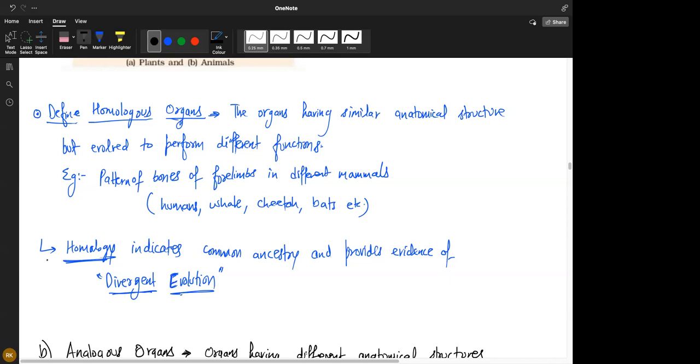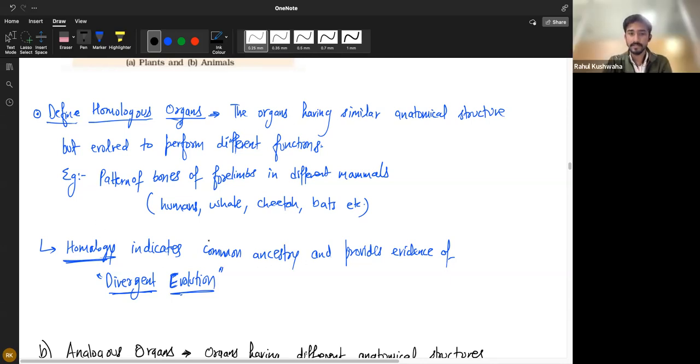So homology indicates common ancestry, and provides evidence for divergent evolution. So is divergent evolution clear? Yes, sir. Yeah, Rifat.